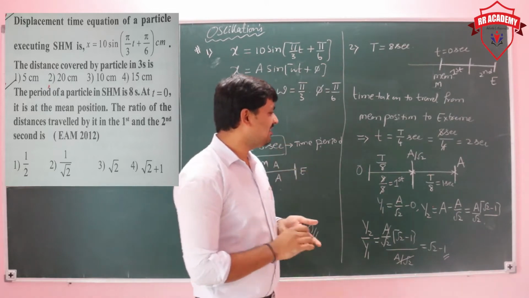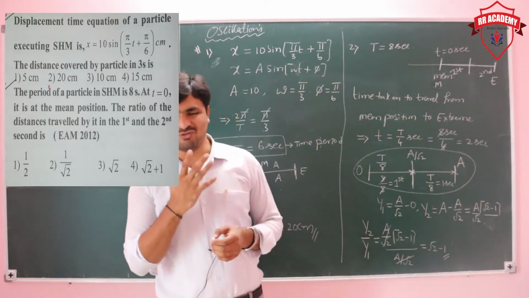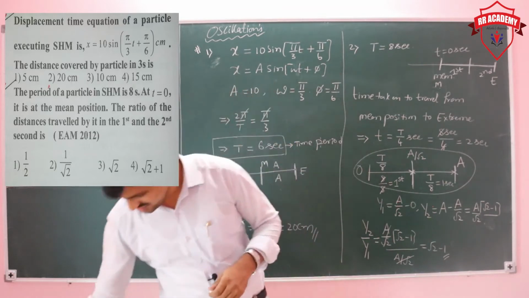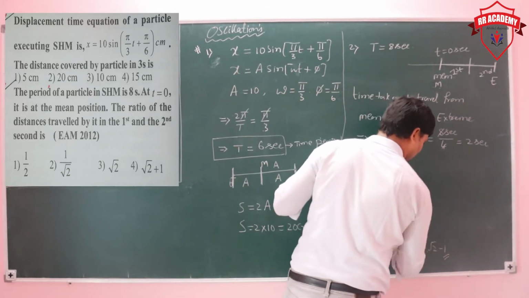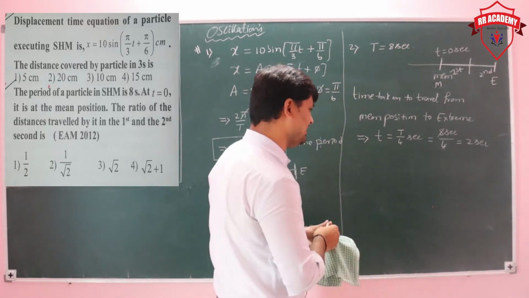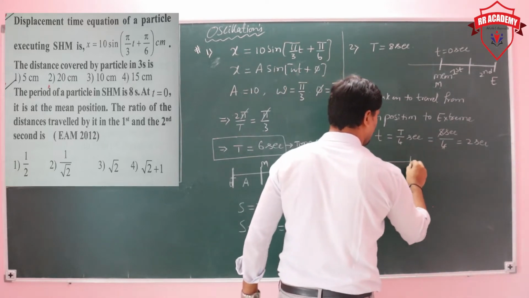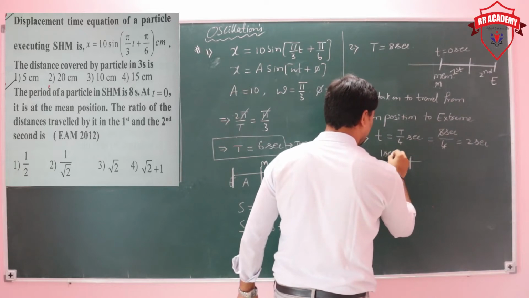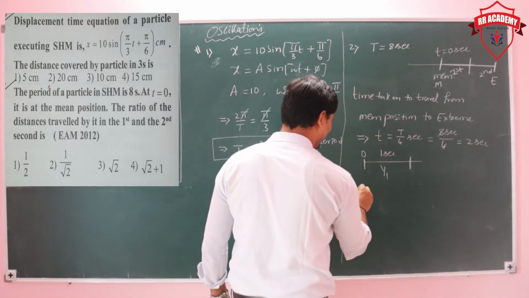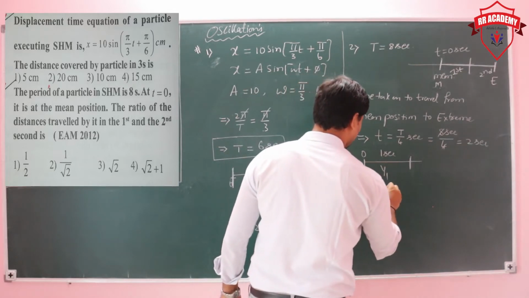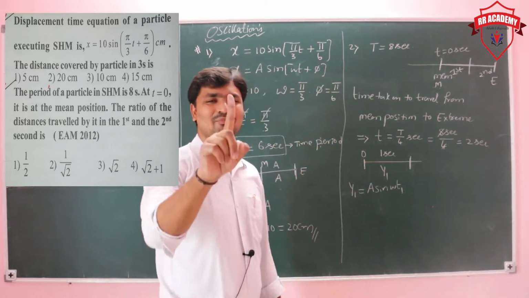And you may ask, sir, if we are not remembering this formula, then what do we have to do? There is one more way, but it is a little bit lengthy. First you take from 0, in the first second, which traveled y1 displacement. You can write y1 equal to A sine omega t1. T1 is nothing but 1 second.